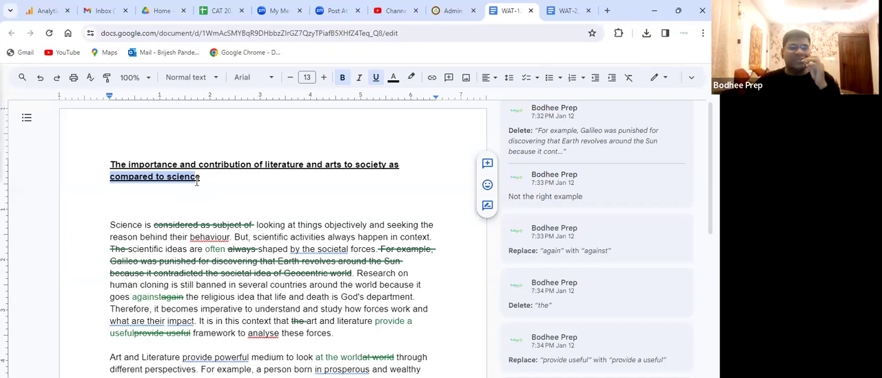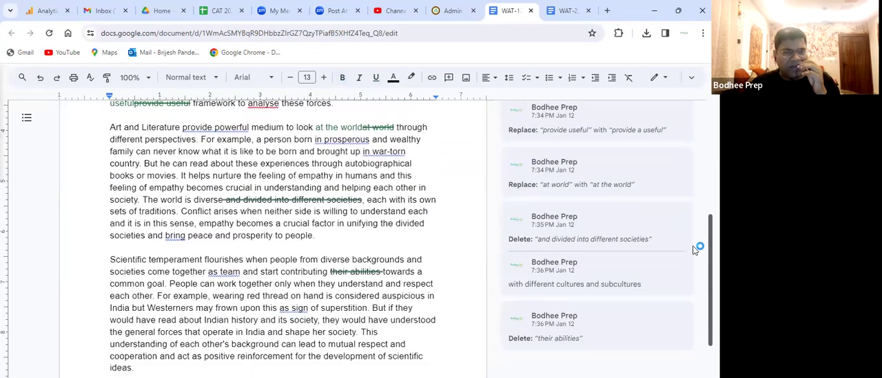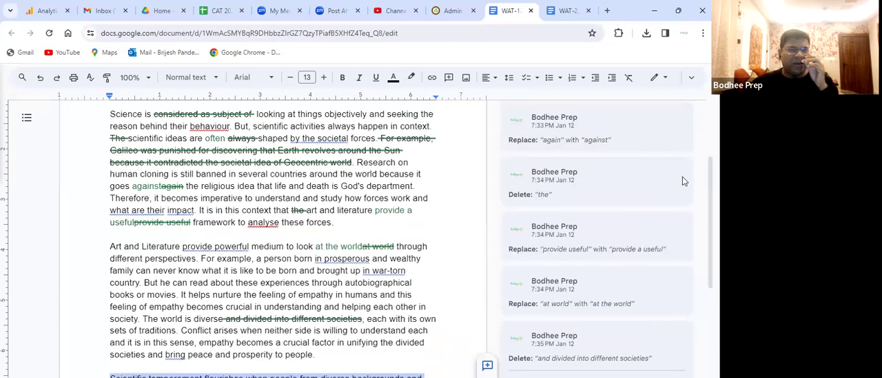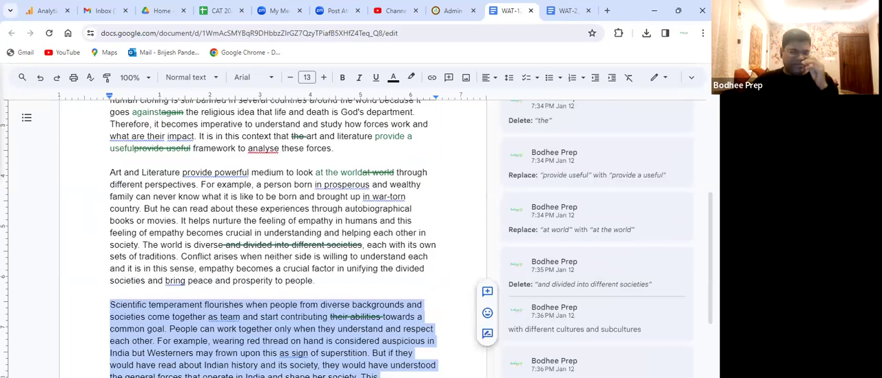So many a time what happens is we misunderstand the topic. We start discussing what science has given to society and we elaborate on that too much, whereas the contribution of literature and art is given a very, very small space in the entire essay. So if you look at the last paragraph here, the author has written that scientific temperament flourishes when people from diverse. No, scientific temperament से क्या होता है, कैसा होता है, खत्म हो गया. So you have talked about science in the last paragraph. In the opening paragraph, you have just mentioned something. So I would say it's a very weak essay.